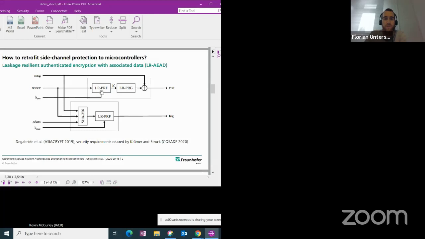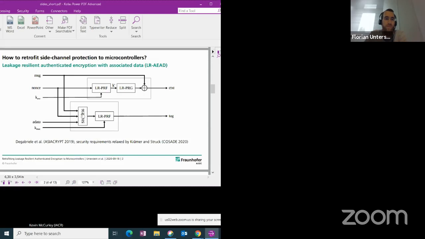It basically consists of three building blocks. We have a leakage resilient pseudorandom function, a leakage resilient pseudorandom generator, and a hash function. In our case, we're using SHA-256. And the PRF is used twice in the scheme. In general, it is divided into an encryption part and a MAC part. The upper part here is the encryption. We use the PRF and the encryption key to process the nonce into a seed for the PRG. And the PRG then outputs the key stream that we use to encrypt the message.